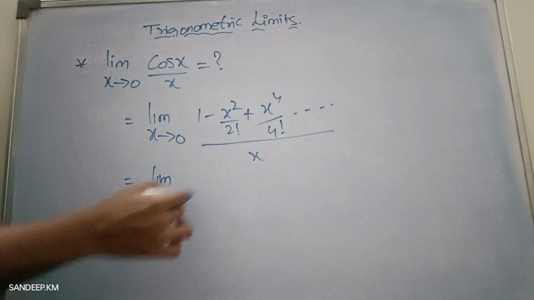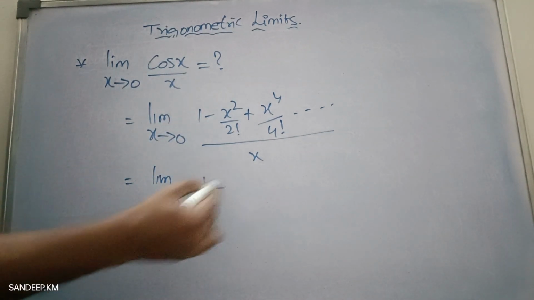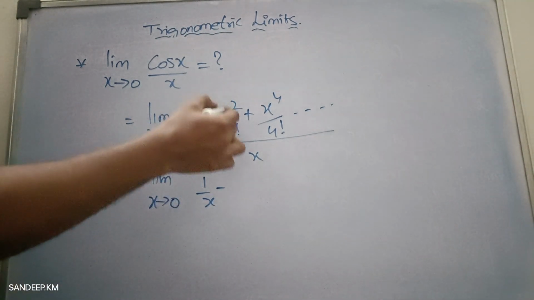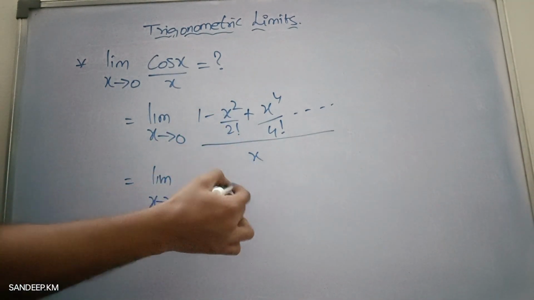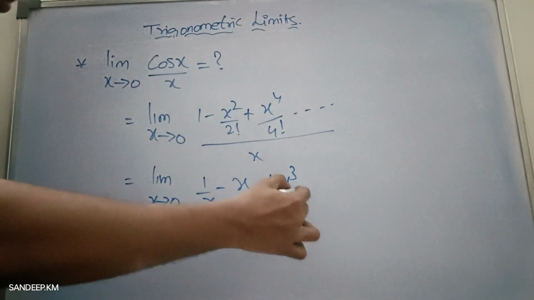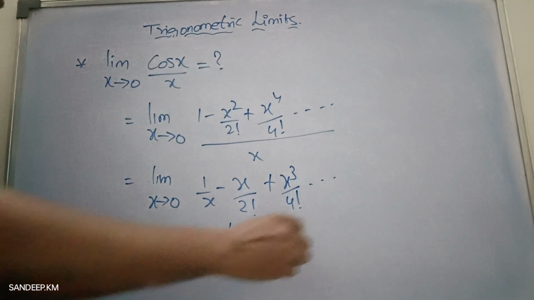Limit x approaches 0, 1 divided by x minus x square divided by x. So this is x square by 2 factorial by x, you get x by 2 factorial, then plus x cube by 4 factorial and so on. Now let me divide it into two limits. What is the first limit?